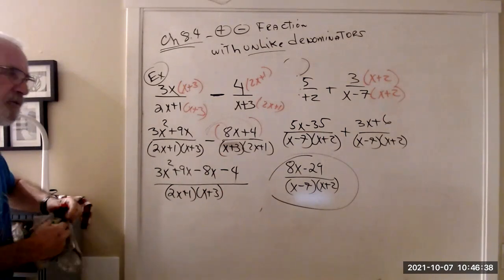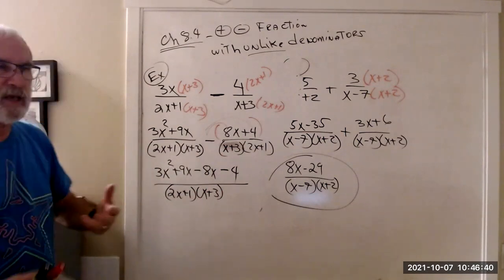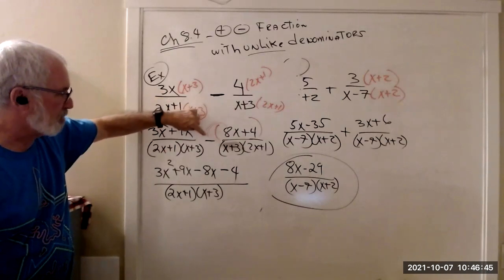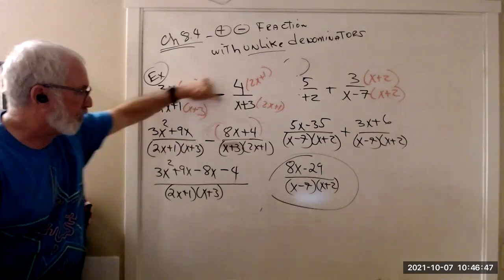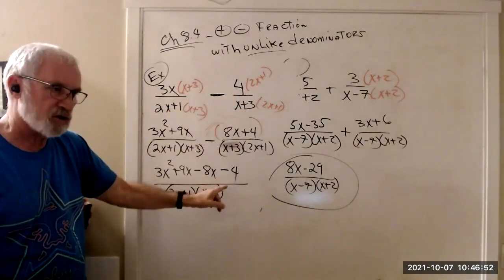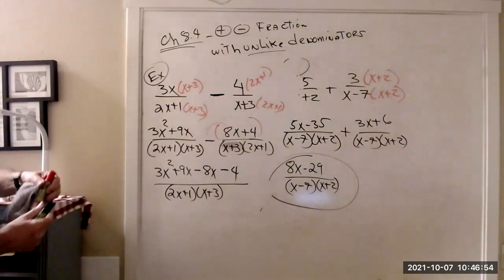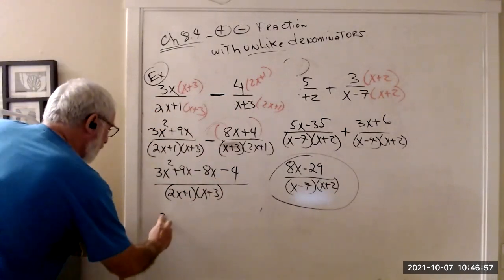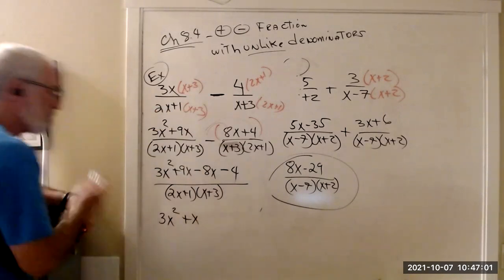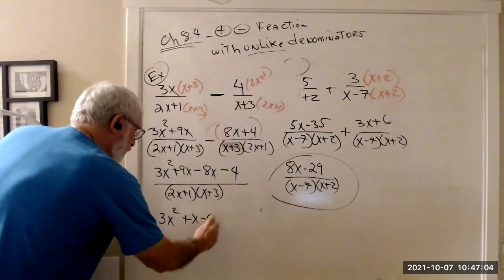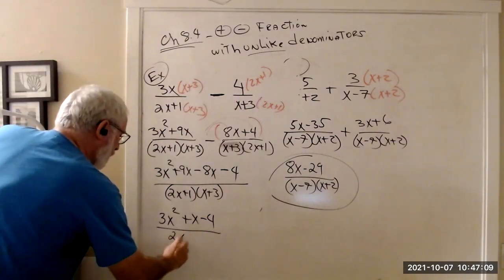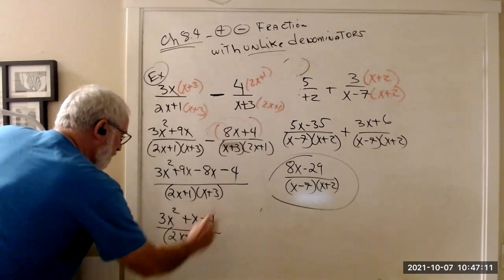Now I am skipping a few steps, so if you need me to explain more or show more steps, I'll be happy to. But the key was the subtraction distributes and changes those, the 8x and the 4, into minuses. So now we get like terms. So we have 3x squared plus x minus 4 over 2x plus 1 times x plus 3.